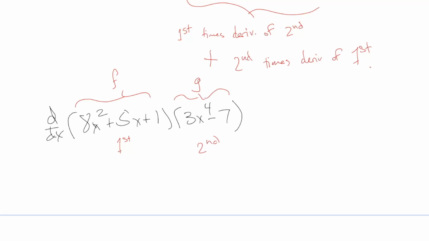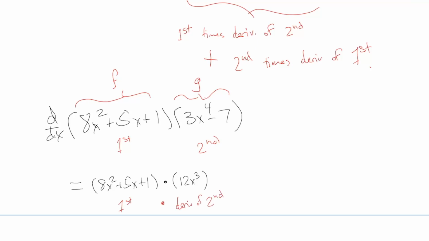And you can do all of that more or less in your head. I mean, you've got to write down the answer, but what's it going to be? The first thing, just like it is, times the derivative of the second thing. The derivative of the g part, that would be 12x cubed, right? So this is the first times, this is the derivative of the second.